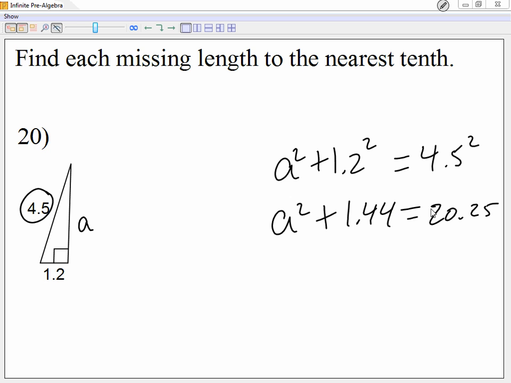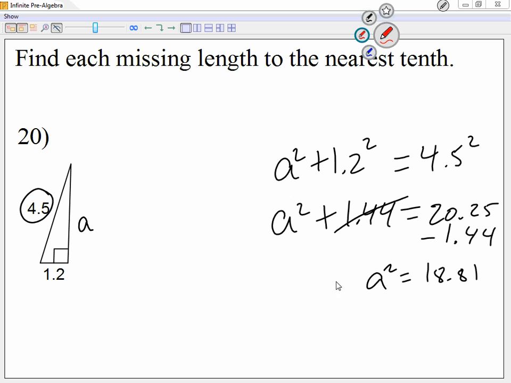When my numbers are separated with a plus, I would just add them. When they're separated with an equal sign, move one from one side to the other. So my 1.44, I'm going to move it to the other side. Don't forget to switch the sign. Pay attention up here. So I get that a squared is equal to 20.25 minus 1.44, so I get 18.81. Once again, the numbers were separated with an equal sign, so move one from one side to the other. Don't forget to switch the sign.